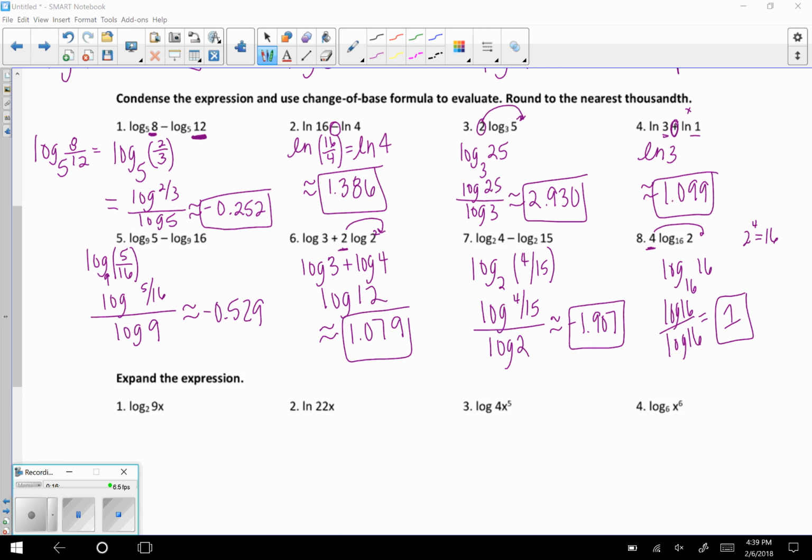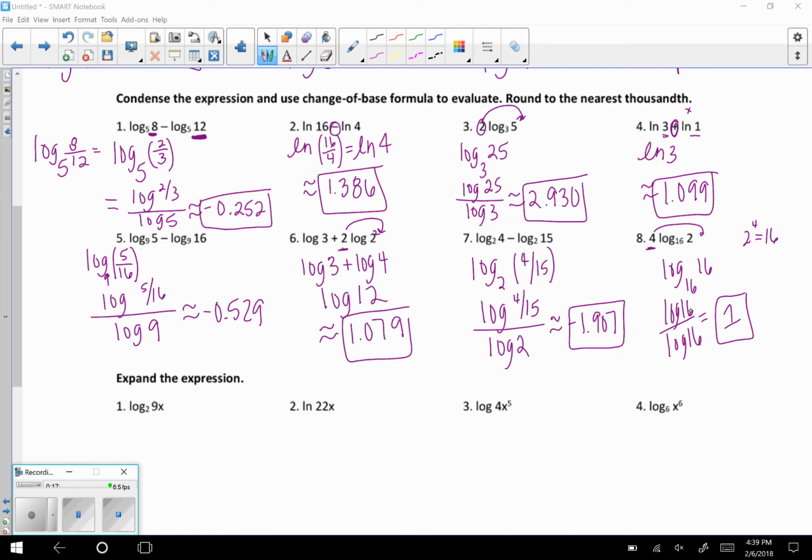Okay, so hopefully you guys finished those. So here's my work for 5, 6, 7, and 8. You can check what you got. Go to number 8 real quick. So you move the 4 and you get 2 to the 4th power. 2 to the 4th power is 16. So then you end up with log base 16 of 16. Then that's log 16 over log 16, which is 1.